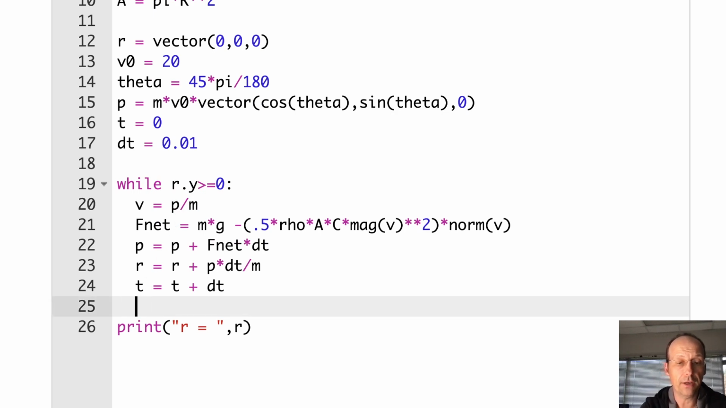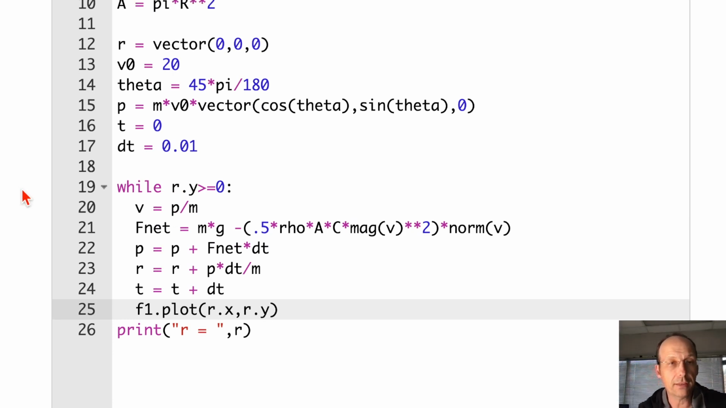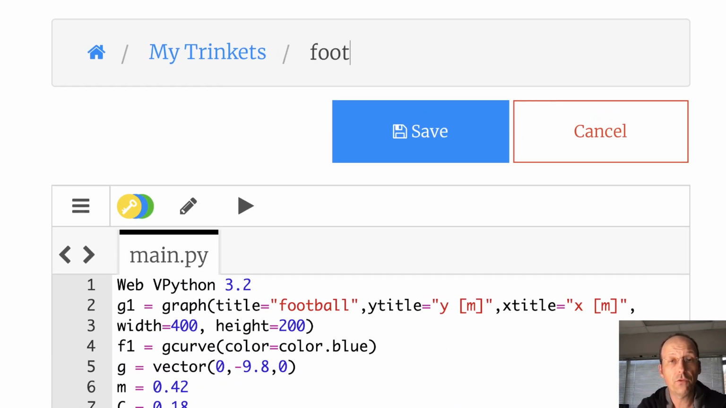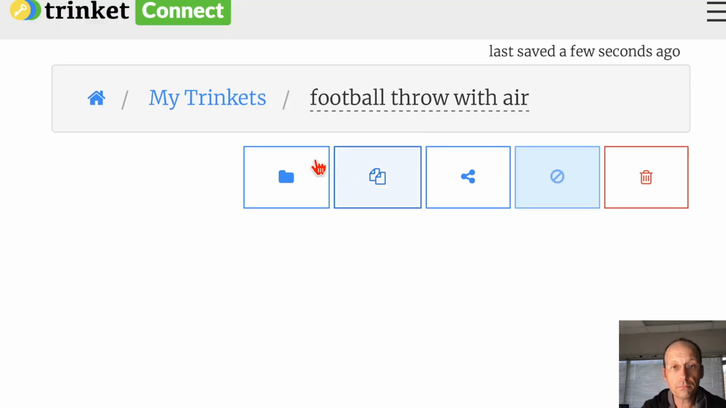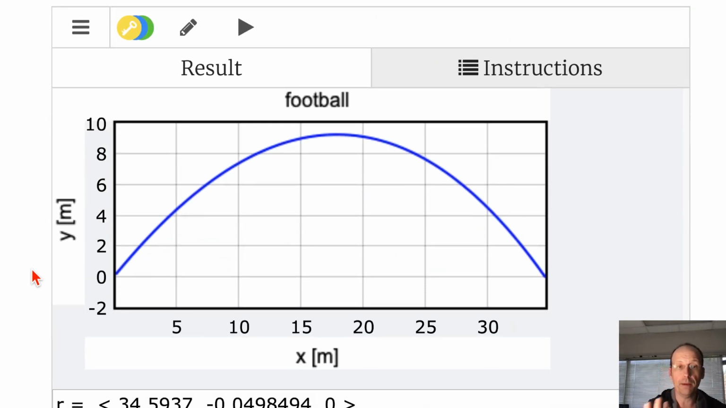Now I can graph that down here. So let's just put it right here. F1 dot plot r dot x, r dot y. R dot x is the x value, r dot y is the y value. And let's plot this. I still haven't saved it, so it's kind of bad. Football throw with air. Run it. There we go.